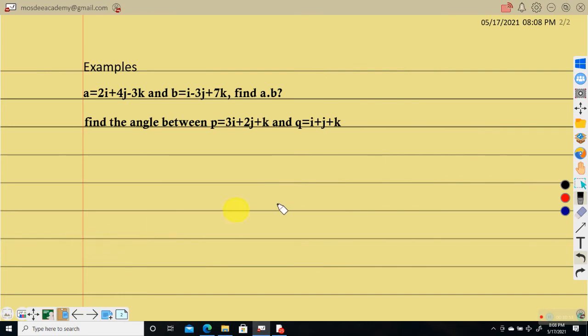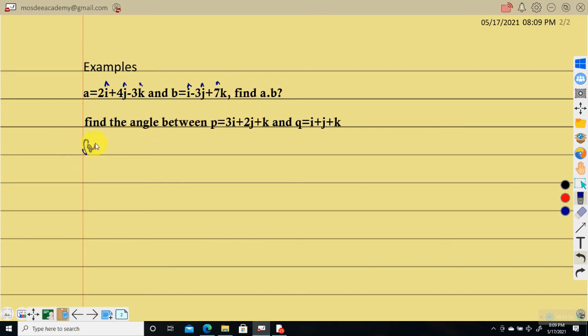Very good. Now, the first question here is asking us, if A vector is given as 2i cap plus 4j cap minus 3k cap, all these are having cap, note that. And we have B vector given as i cap minus 3j cap plus 7k cap. The question asks us to find the dot product of A and B, or you say the scalar product of A and B. We just talked about that.